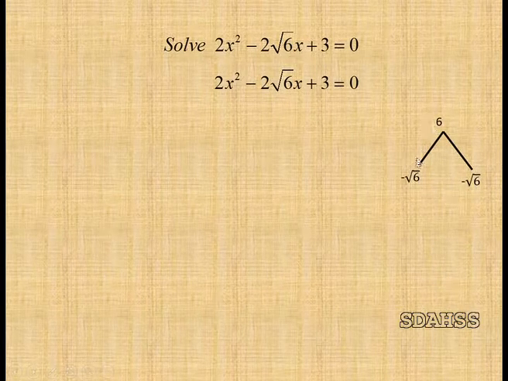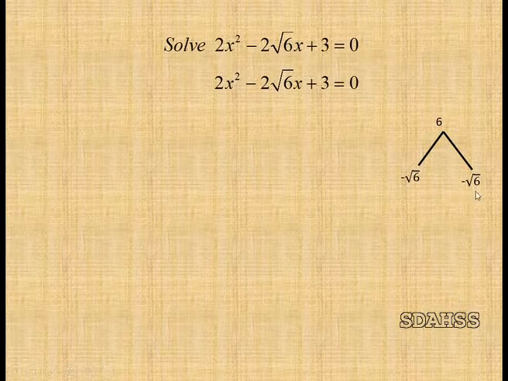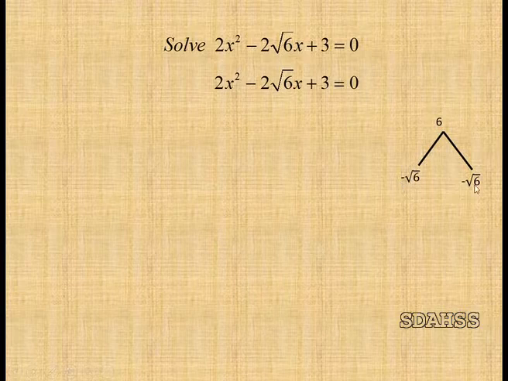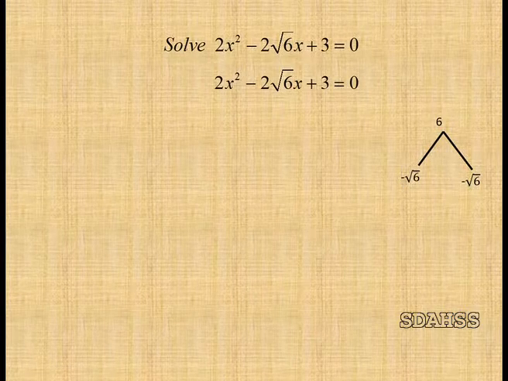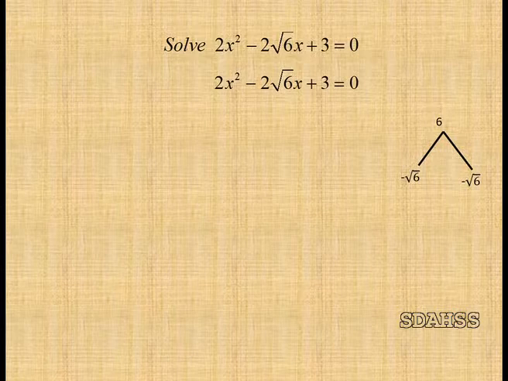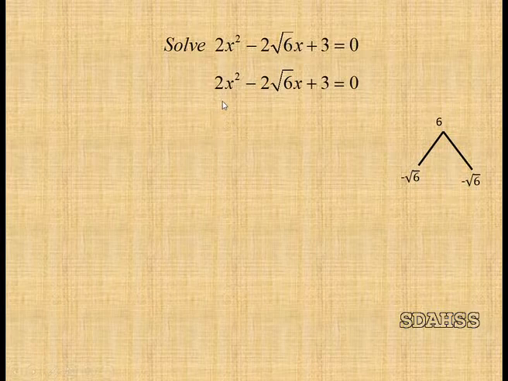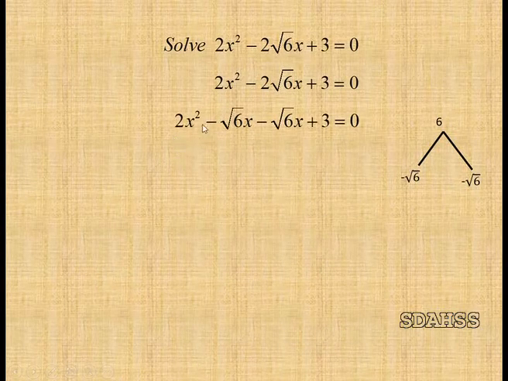So 6 can be written as −√6 and −√6. If you add these two numbers, you will get −2√6. If you multiply, you will get 6. Keep the first term as it is, 2x².